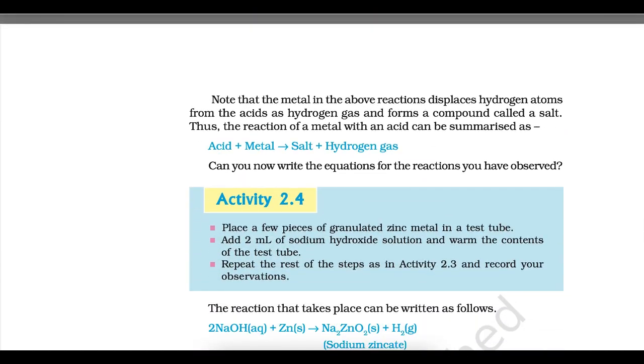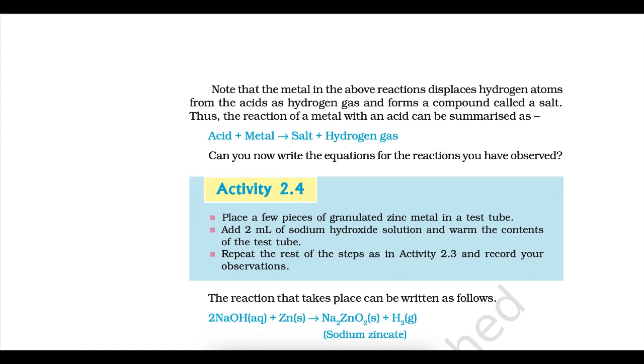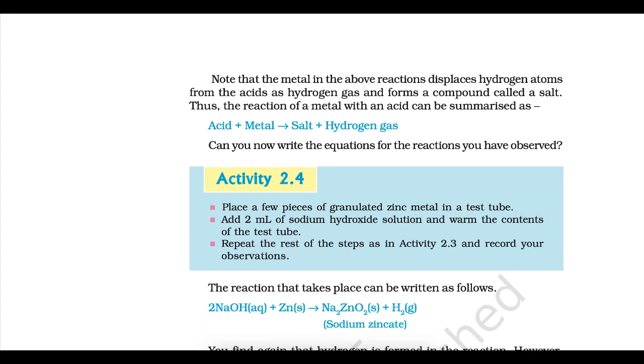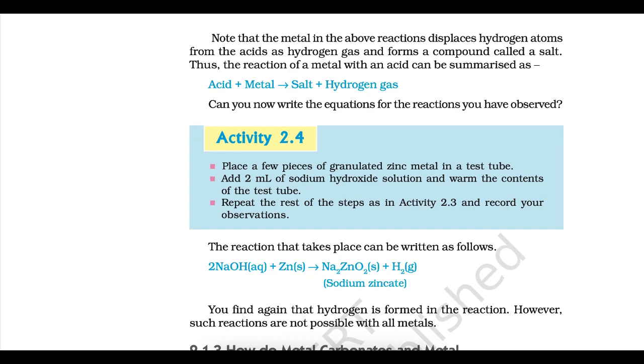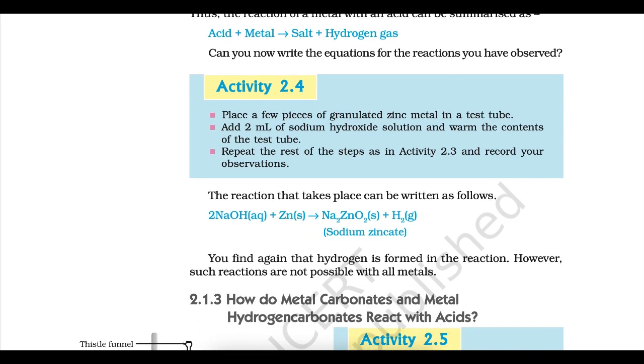Note that the metals in the above reactions displace hydrogen atoms from acids as hydrogen gas and form a compound called a salt. Thus, the reaction of a metal with an acid can be summarized as acid plus metal gives salt plus hydrogen gas. Can you now write the equation for the reaction you have observed?